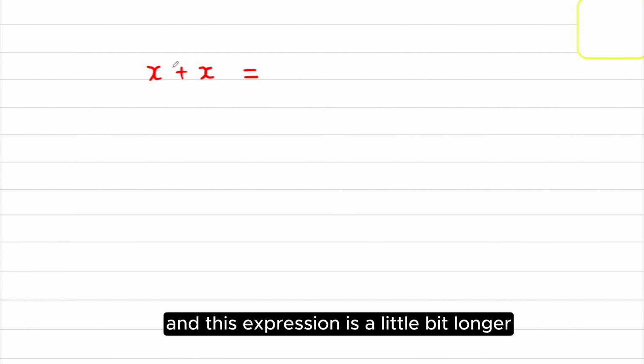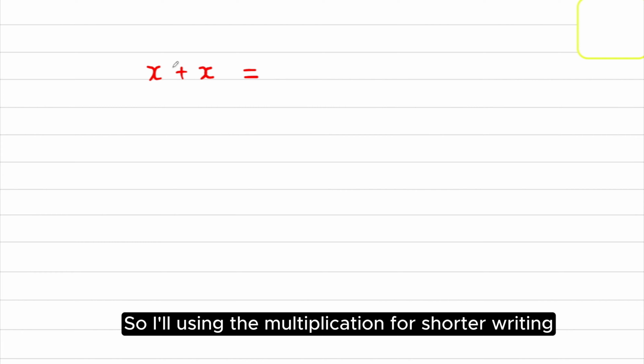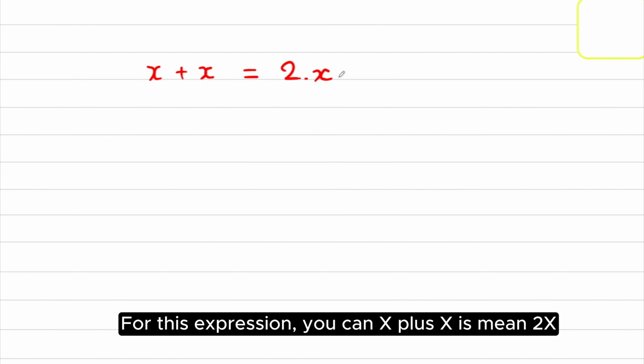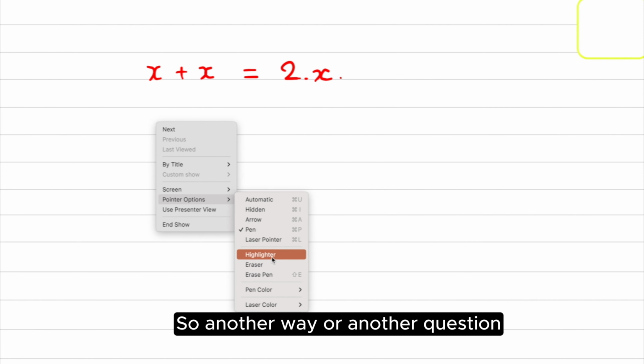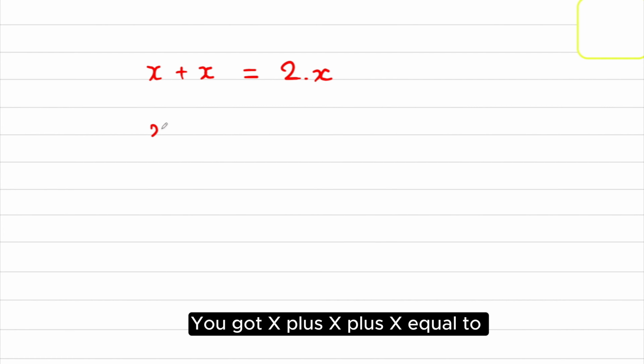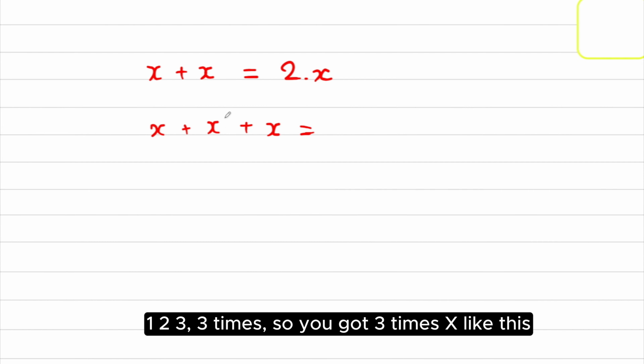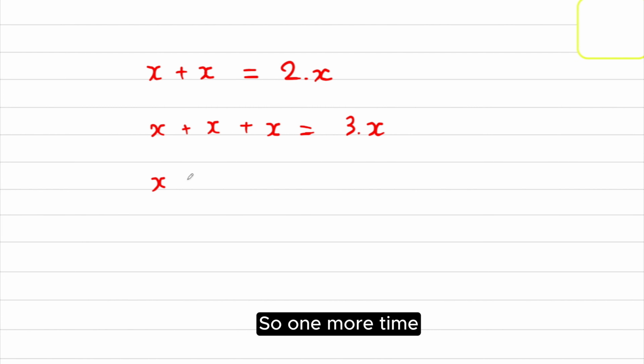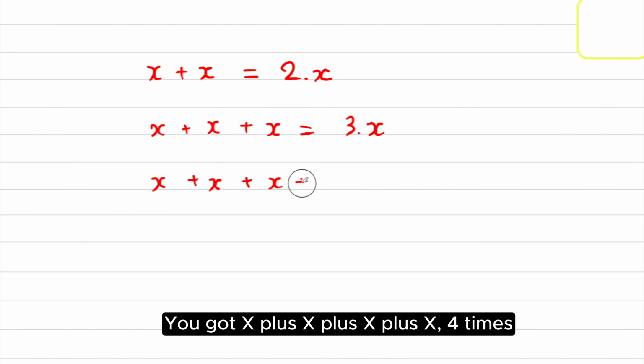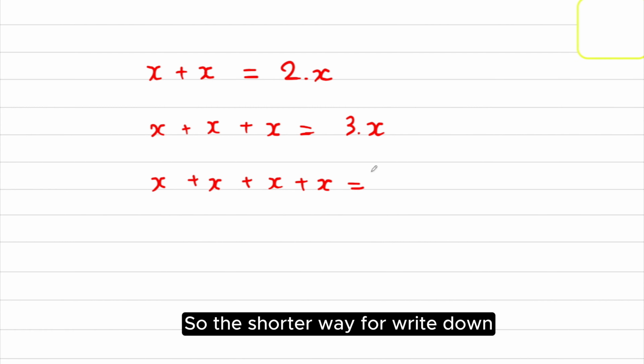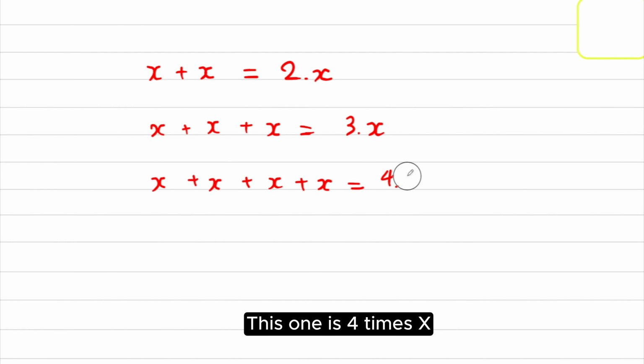And this expression is a little bit longer, so I will use multiplication for shorter writing. You got h plus h, this means 2h. Another question: you got h plus h plus h. Can you guess? 1, 2, 3, three times, so you got 3 times h like this. One more time, h plus h plus h plus h, 4 times. So the shortened way to write this one is 4 times h.